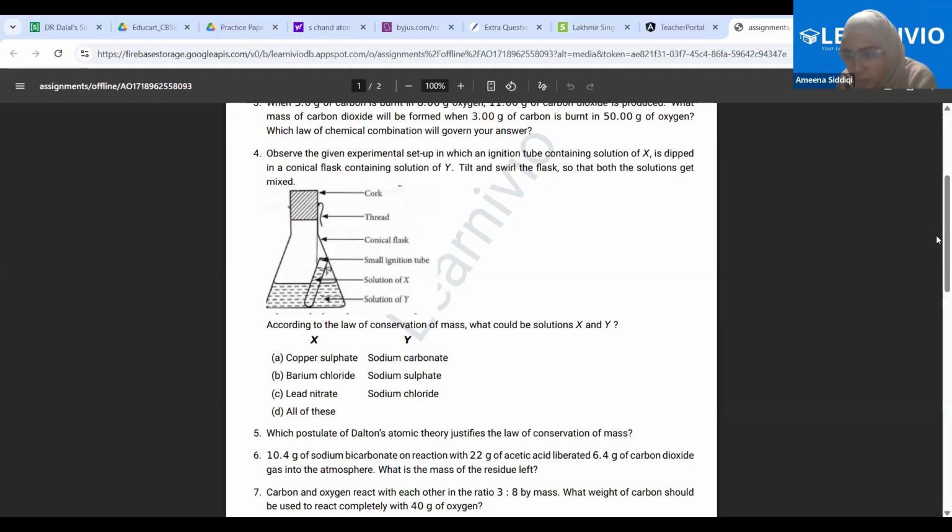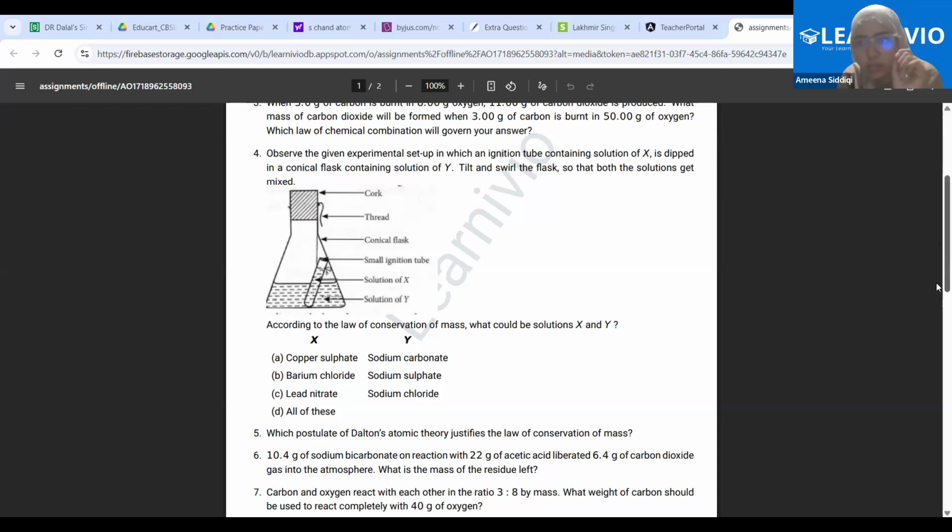For each of the options that we have, let's say copper sulfate and sodium carbonate, we will have the product. Based on that, you will calculate the mass of the reactants, which is already given in the NCERT. So go through this activity in the NCERT. And then wherever the mass is equal on both sides, reactants and product, that will be the pair with the same total mass.